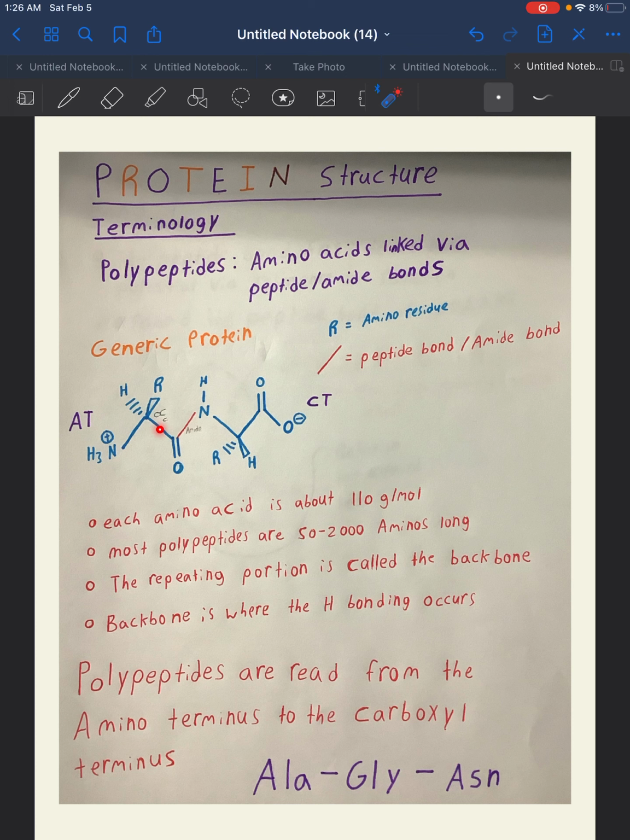The backbone right here is actually the repeating portion of the polypeptide chain. So that's going to be your amide groups, your carboxyl, your nitrogen, all that good stuff. And the backbone is where the hydrogen bonding occurs. The hydrogen bonding actually occurs between the hydrogen present on the nitrogen and the oxygen present on the carboxyl group right here. Like I said, you always start with the amino terminus and you always end with the carboxyl terminus.